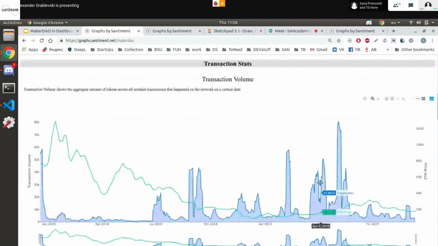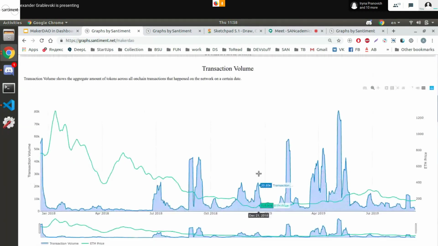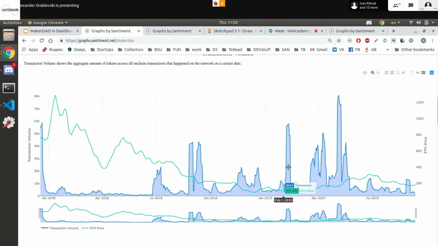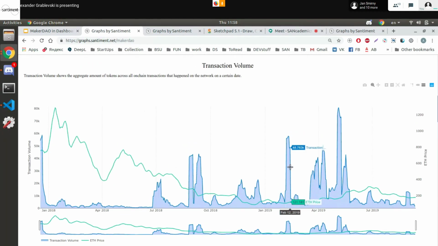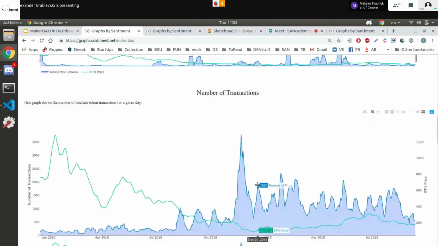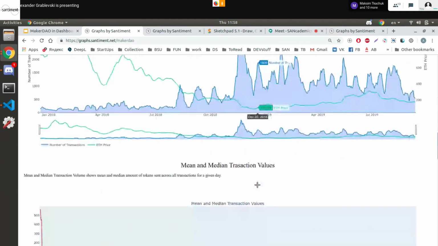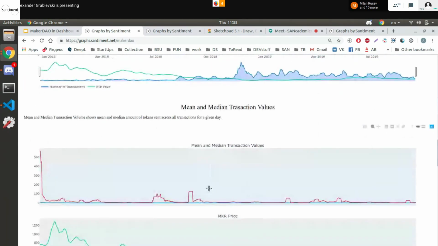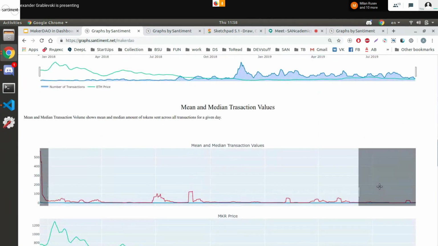Next metric is transaction stats, transaction volume stat. That's actually amount of tokens that have been transacted via blockchain on a given day. So that's not an exchange volume, but the total volume of all transactions that happened on the day. Number of transactions, that's pretty clear. Mean and median transaction values, that's still pretty clear.